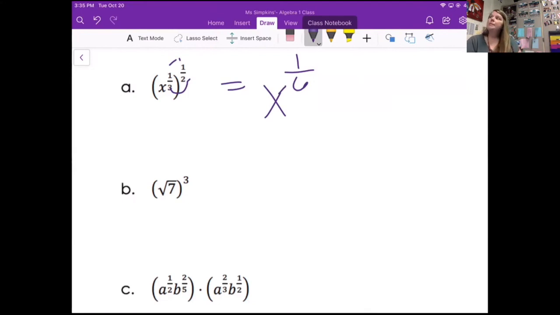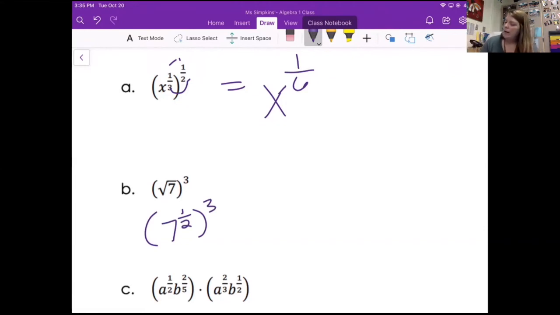Letter B, I would suggest first changing that square root to an exponent. So the square root of 7, I could rewrite as 7 to the 1/2, and that is raised to the third power.